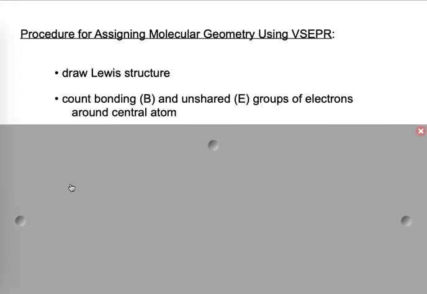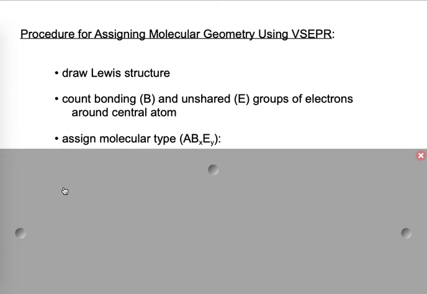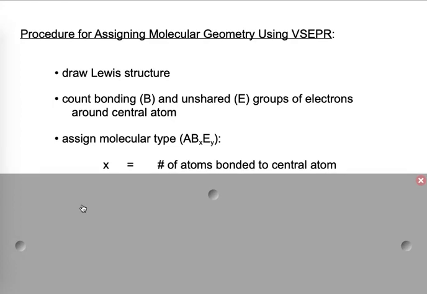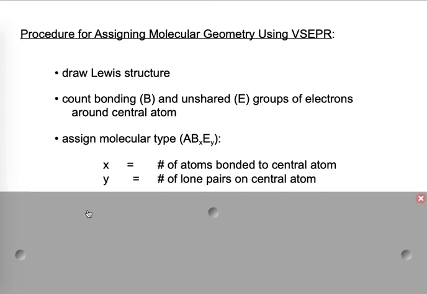You look at your Lewis structure and count the number of bonding groups of electrons and the number of unshared groups of electrons around the central atom. The bonding groups of electrons, or the bonded atoms, are represented with capital B. The unshared groups of electrons, or the lone pairs, are represented as capital E. Then we assign the molecule a molecular type using the nomenclature AB sub X E sub Y. What do those letters stand for? A stands for the central atom in the molecule or ion. X stands for the number of atoms bonded to the central atom. Y stands for the number of lone pairs on the central atom.